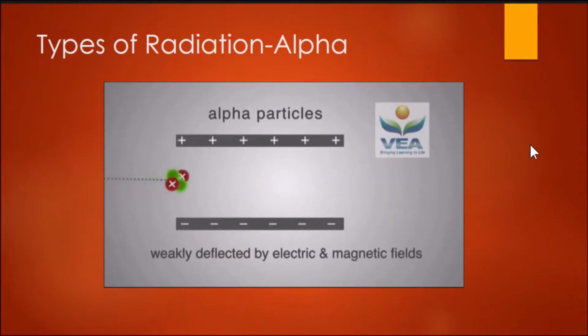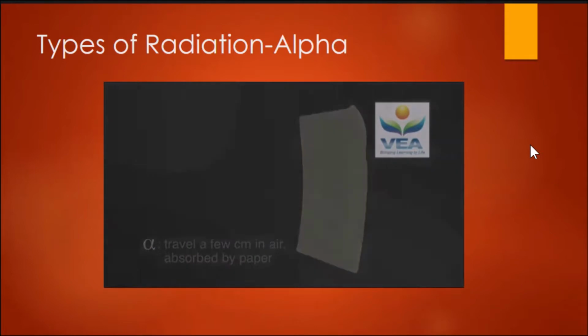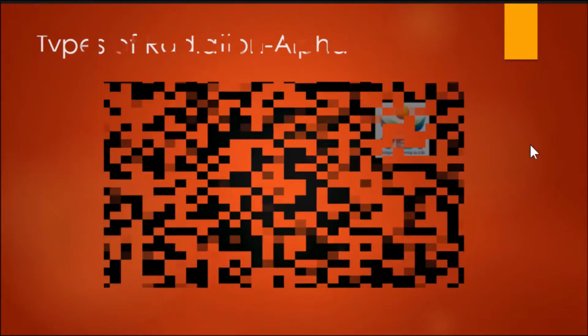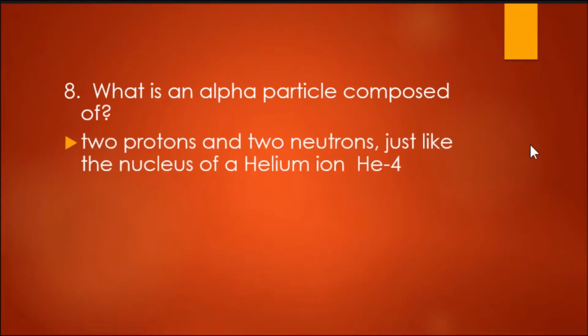Positively charged alpha particles are affected by magnetic and electric fields, but because they are relatively heavy, they are only weakly bent or deflected. They have low penetrating power and are absorbed in a few centimeters of air or by a sheet of paper. Okay, so what is an alpha particle? It is 2 protons and 2 neutrons, just like the nucleus of a helium ion.